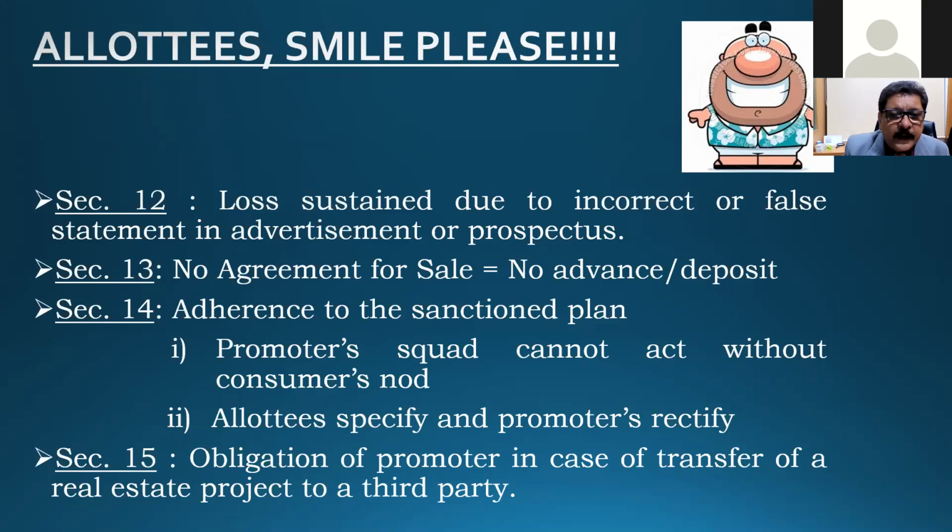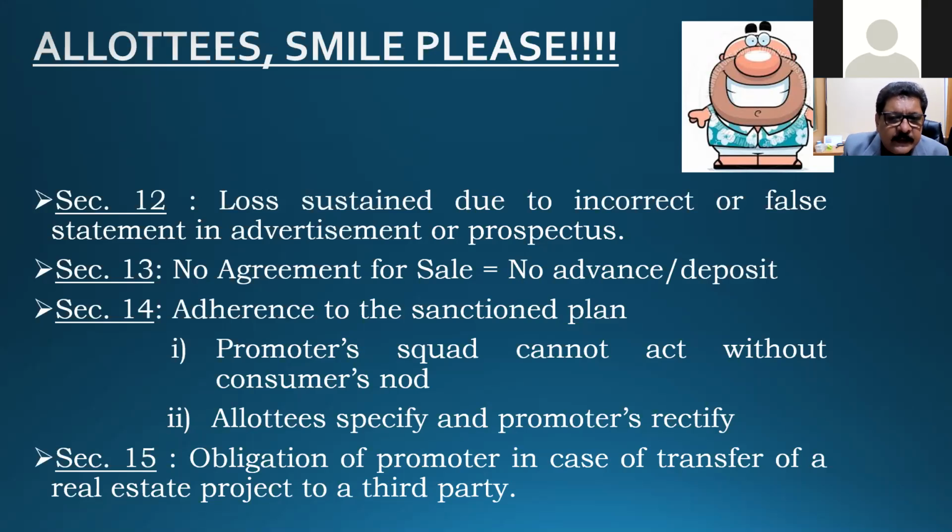Section 13, no agreement for sale, no advance deposit. You can give an advance of up to only 10%, and you will get the allotment letter. The moment you pay more than 10%, you have to execute an agreement. Otherwise, no advance or deposit is given to the builder.